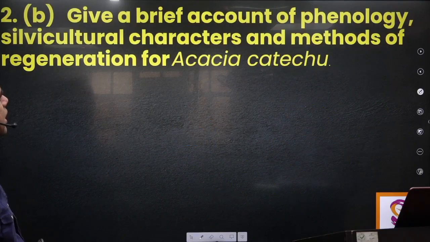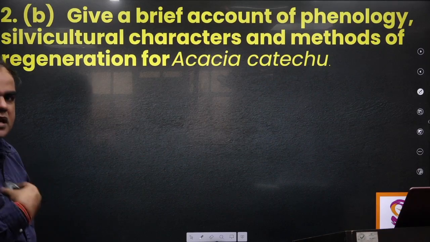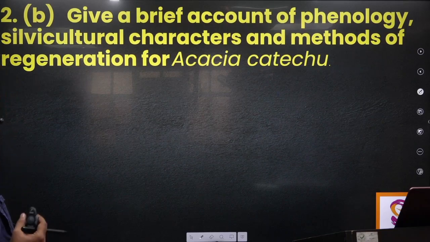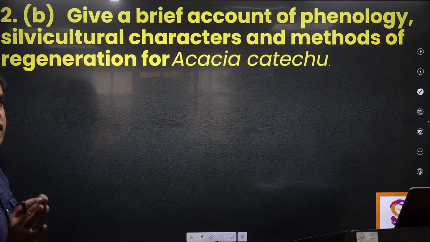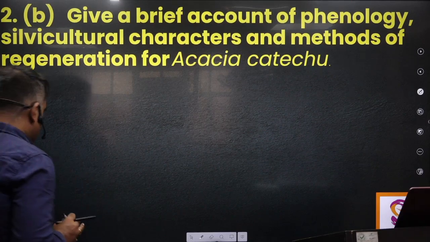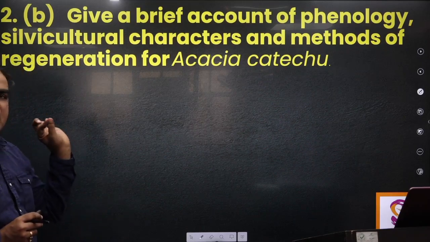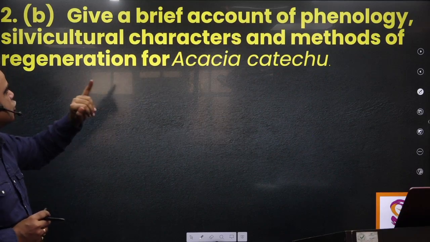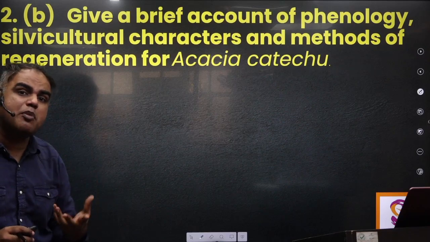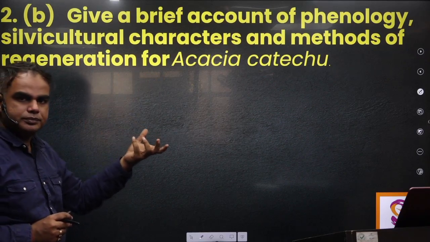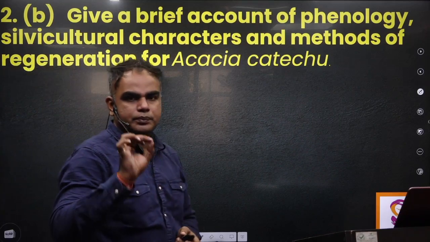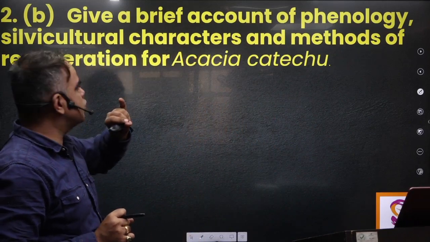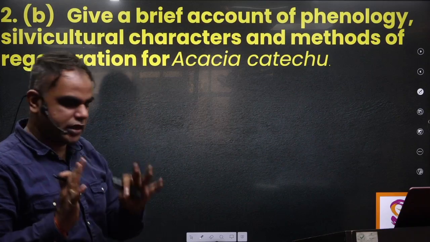Next we write, and again this question is important to understand because slowly and steadily you'll understand how to attempt these questions. Acacia catechu, brief account of phenology, silvicultural characteristics and methods of regeneration for Acacia catechu. If you directly get a question related to Acacia catechu, you can break this down. Phenology you can mention, silvicultural characteristics, even economic importance, and even methods of regeneration. Sometimes even if they give you the silviculture of Acacia catechu, write down all these parts: phenology, silvicultural characteristics, method of regeneration.